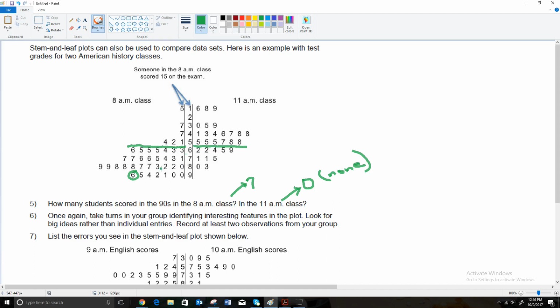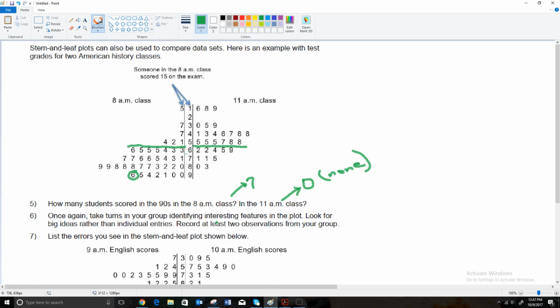So those are some observations. In the 8 a.m. class, the most scores were in the 80s. The next most scores was in the 70s. No one in either class scored below a 15. No one in either class scored 100. No one in the 11 a.m. class scored in the 90s. Very few scored in the 80s. So all these things that I'm saying are these big ideas. It said record at least 2 observations, so you wouldn't be expected to get all those things, just a couple things.